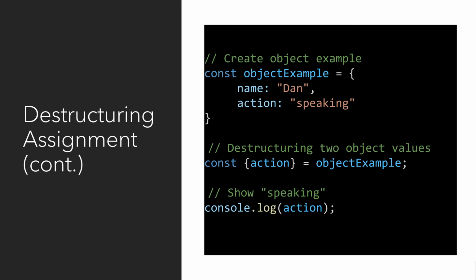In this case, the final code line console.log using the variable action that was created on the previous code line would show the value speaking, the string value, based on the name of the property that was destructured, created into its own variable on the previous line.